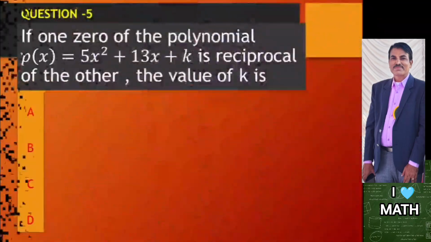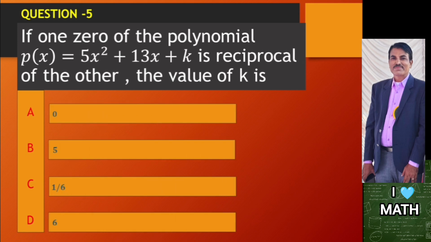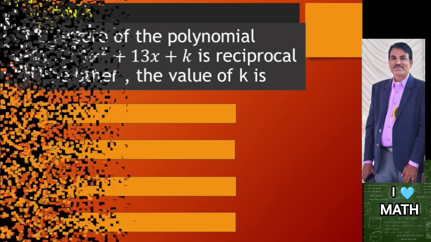Question number 5 is, if one zero of the polynomial p of x equal to 5x square plus 13x plus k is reciprocal of other, the value of k is, there are the 4 options, 0, 5, 1 by 6 and 6. Find the value of k. One zero of the polynomial is reciprocal of other. Moving to question number 6.